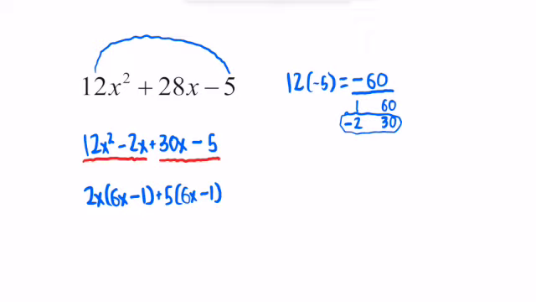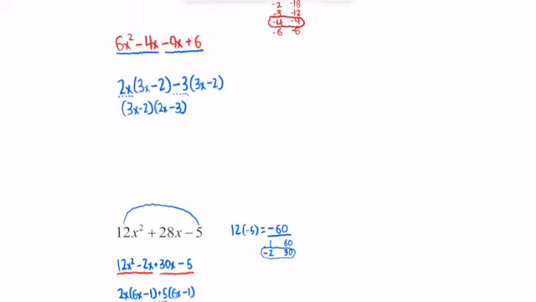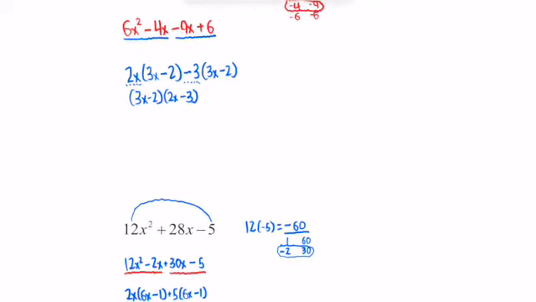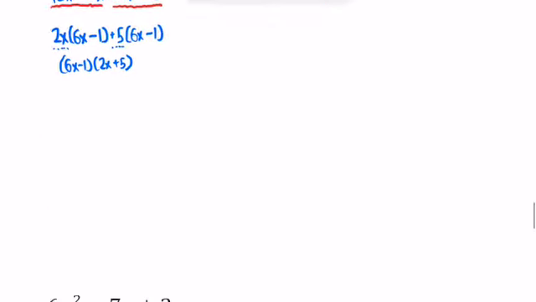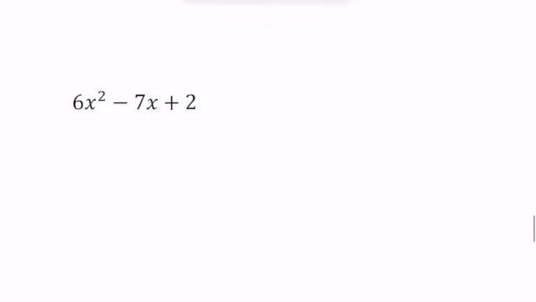Now we notice there's a 6x minus 1 parentheses in both parts. Left over from the first portion, we have 2x. Left over from the next portion, we have plus 5. So 6x minus 1 times 2x plus 5 is our answer. Notice that took the same number of steps as our previous problem. If you'd like to try the next problem on your own, pause the video now and resume when you're ready to see the solution.